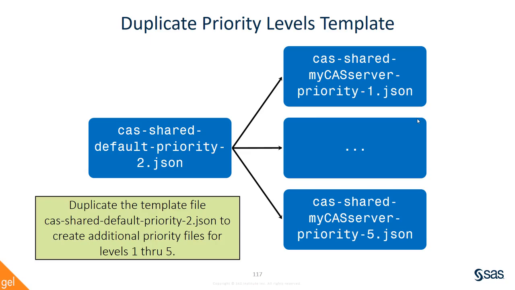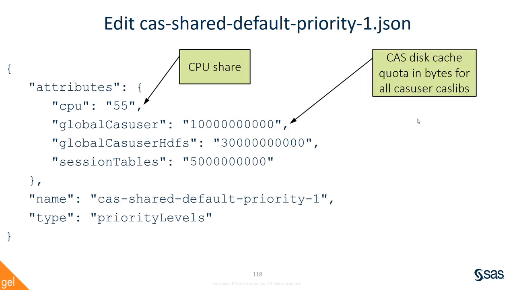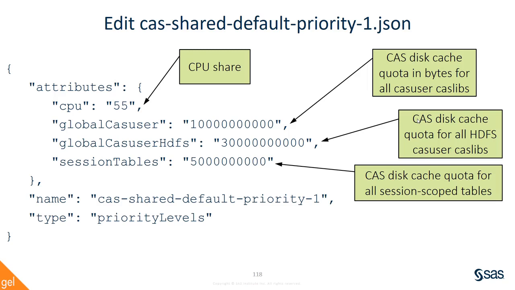You don't have to have 5, but you max out at 5 levels. And in that file, what you see is a CPU share at the top. So in this case, I have 55 shares being allocated to this priority. I have the disk cache space that I want to allocate to my global CAS user, and so on. So the HDFS storage I can dictate separately, and then finally I can control how much session space their tables can take up. Okay. So for this priority level, I've defined a CPU share and as well some disk cache space limits.